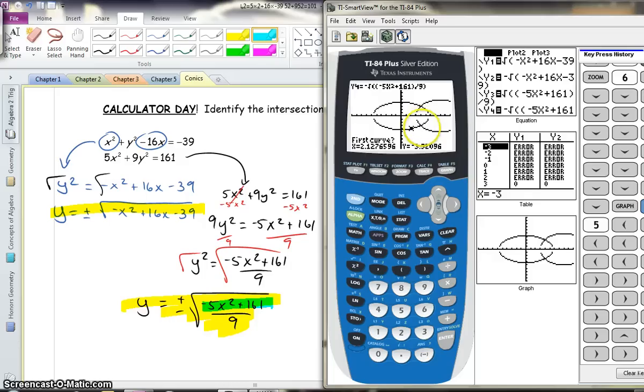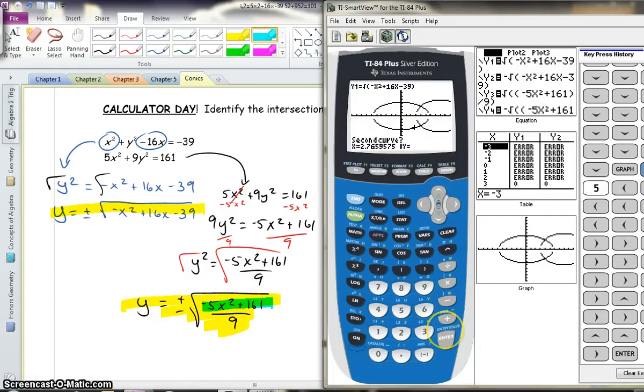But we need to find this bottom intersection and this top. So if you hit up or down, what he does is he jumps curves. Now, really, we have about 4 different curves here. We have this curve, this curve, this curve, and this curve. So let's do that one. So let's get close to that intersection point.